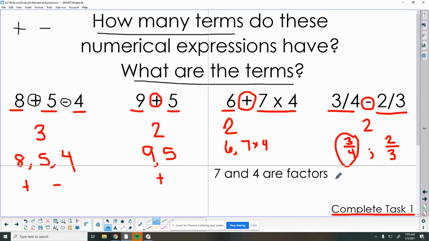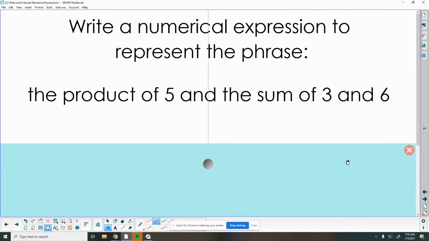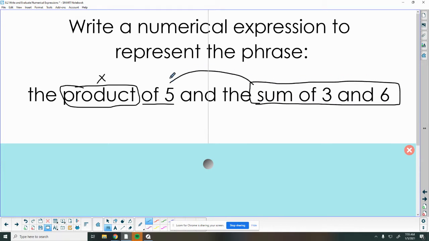So task 2 is going to ask us to write a numerical expression to represent the phrase. So we have here the product. Product means the answer to a multiplication problem. So the product of 5, here's our first number, and the sum of 3 and 6. This one is telling us that we want to add 3 and 6 first. We want the sum of 3 and 6 to multiply by 5.